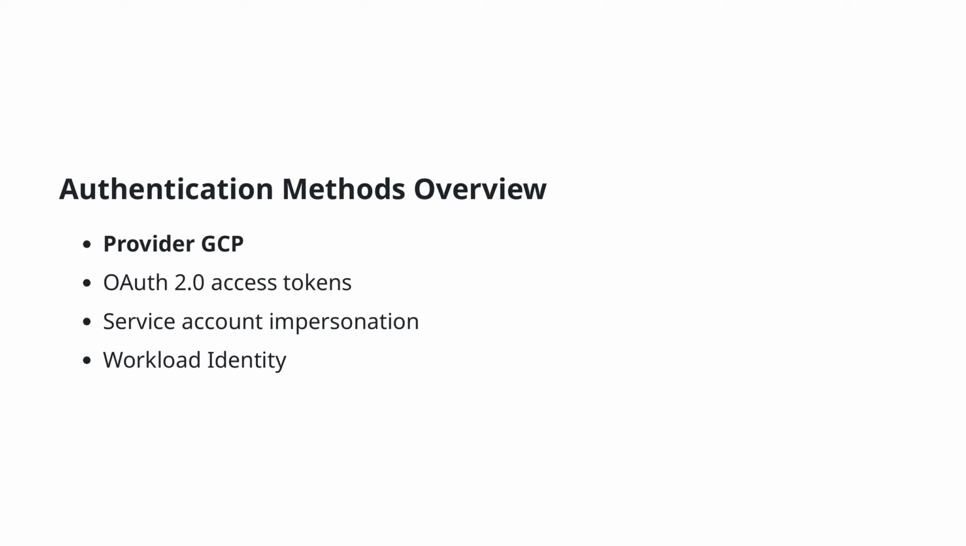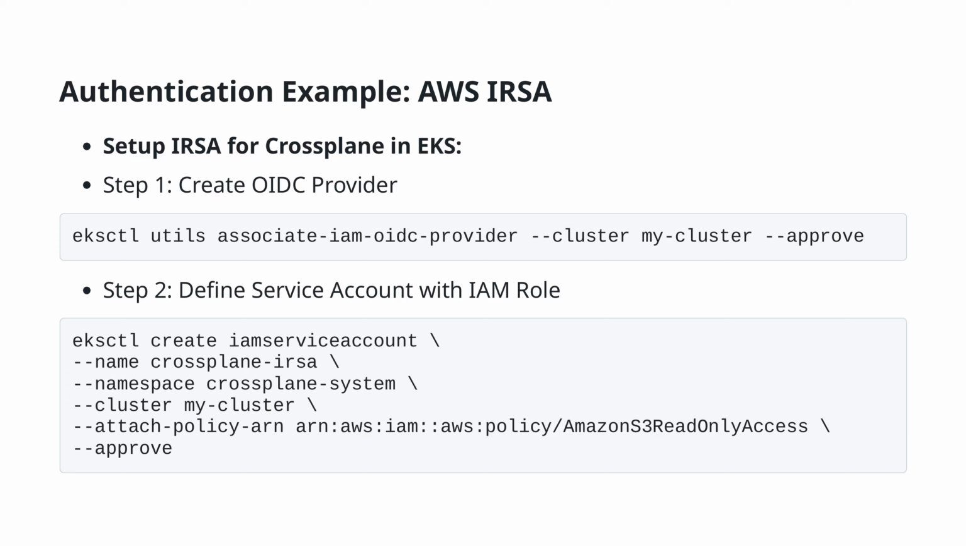In this slide, we're going through the steps to set up IRSA for Crossplane in an EKS cluster, leveraging AWS's Identity and Access Management, IAM, with OpenID Connect, OIDC. Firstly, you need to create an OIDC provider to establish a trust between your EKS cluster and the IAM roles. This is done using the eksctl utils associate-iam-oidc-provider --cluster my-cluster --approve command. Next, you define a service account for Crossplane with IAM roles.